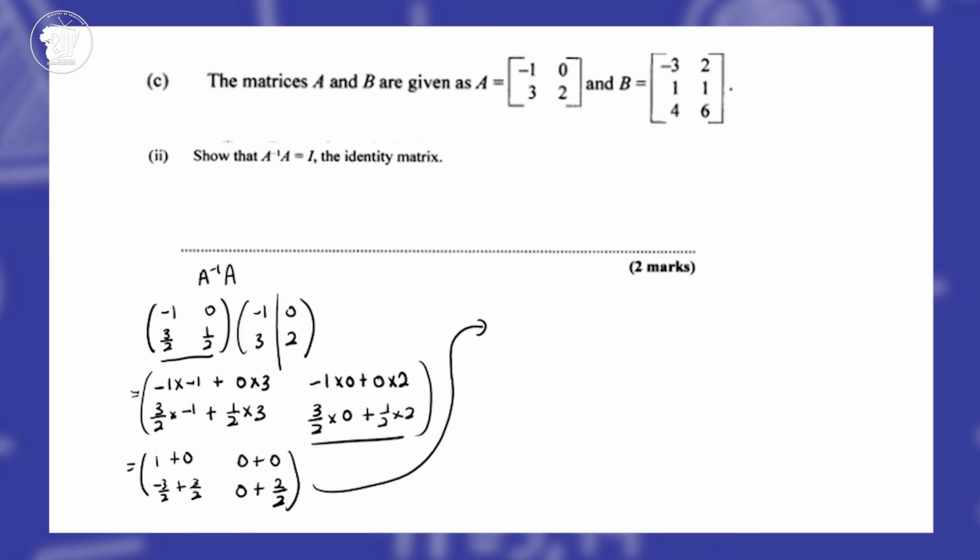Hence, we can simplify this further. 1 plus 0 would be 1. 0 plus 0 would be 0. Negative 3 over 2 plus 3 over 2, we know that would just give you 0. And 0 plus 2 over 2, you know 2 over 2 is the same as 1, so 0 plus 1 would be 1. Hence, this is the identity matrix 1, 0, 0, 1. So we have therefore shown that the inverse of A times A would of course give us the identity matrix, and we have our 2 marks, and we are good to go. We're smiling in the exam.